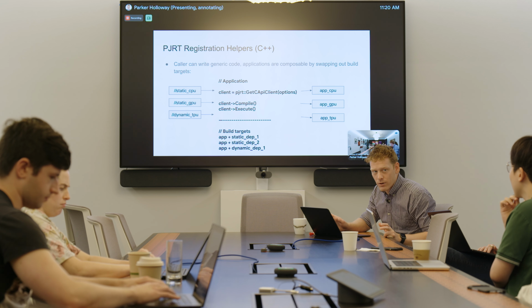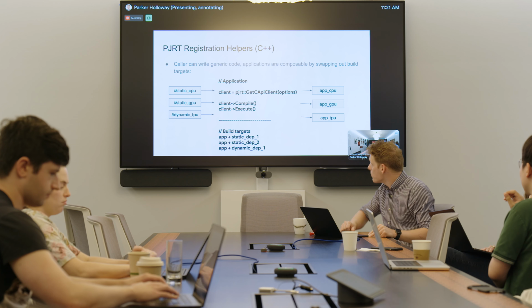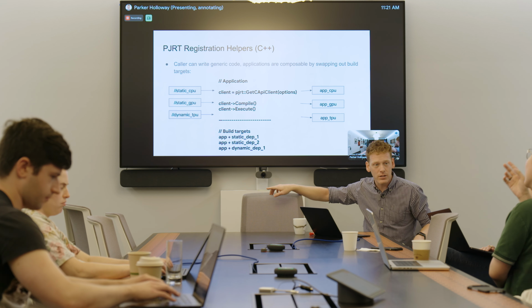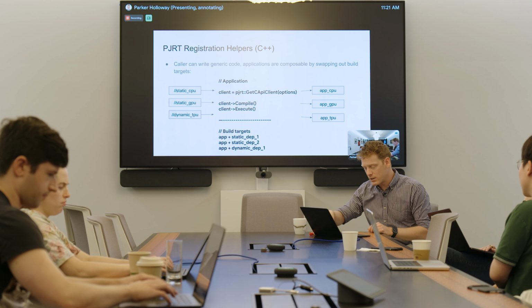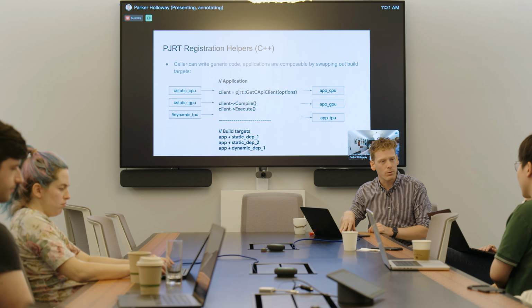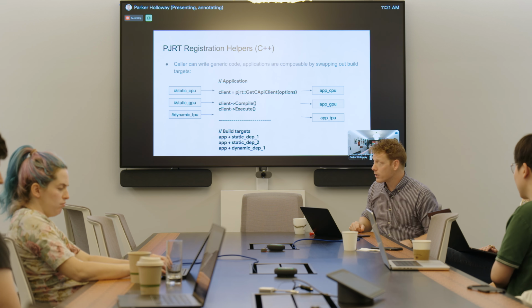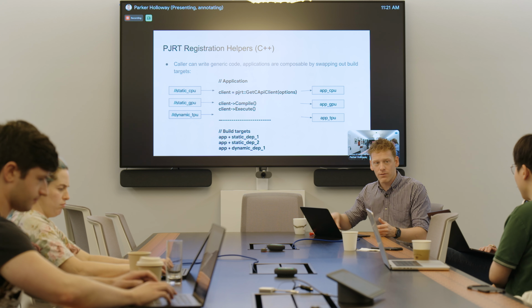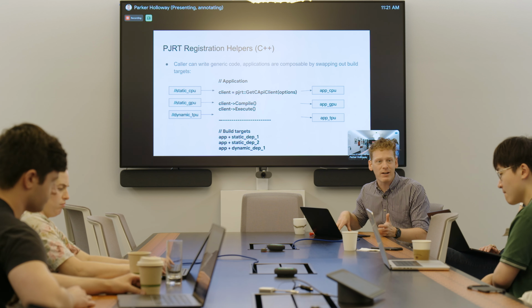Any questions here before I move on? Sorry, but what is it? Is it another PJRT device? So these 3 deps would be, for example, the static CPU and dynamic TPU. These would each be one of the registration targets from the previous slide provided by the plugin vendor. And then the build targets take the form of a Blaze target or a Bazel target. And then you have 3 different application CC binary targets.